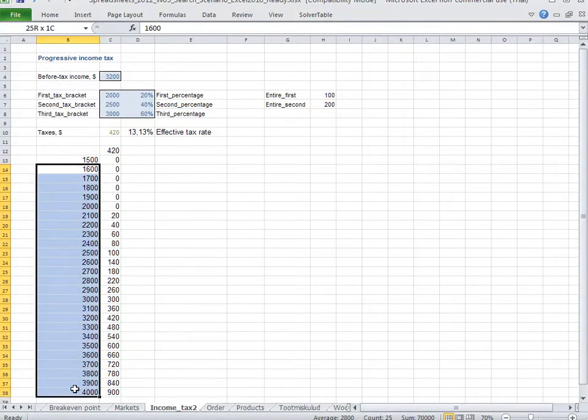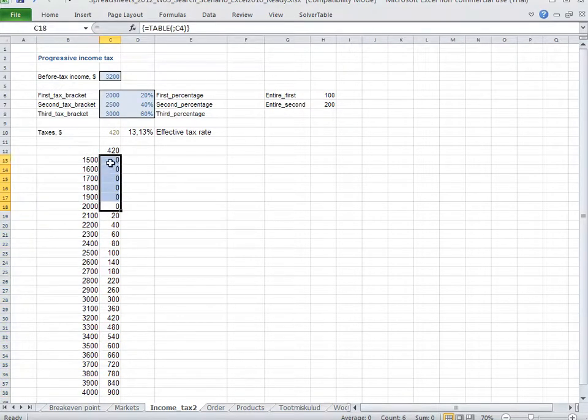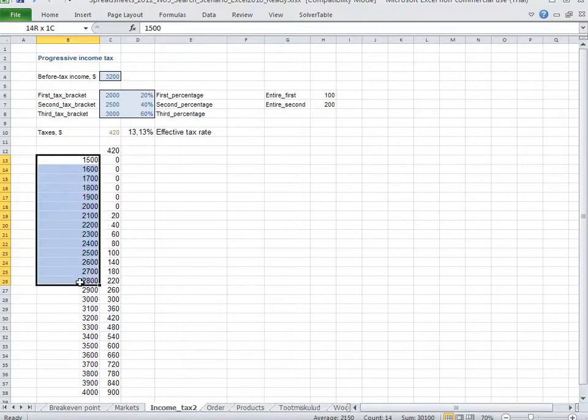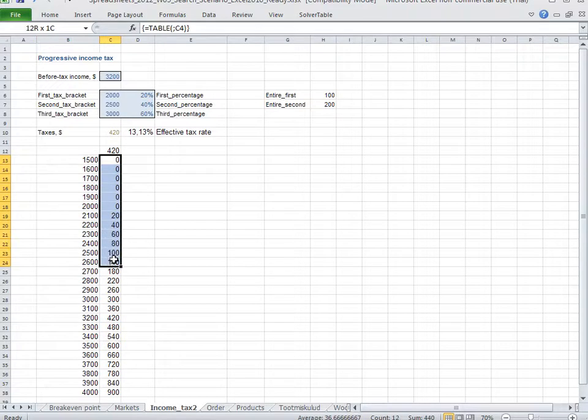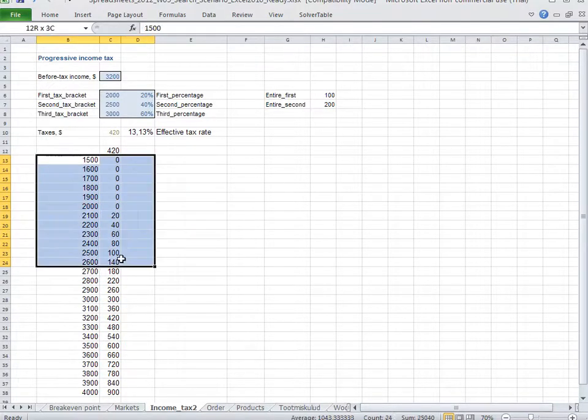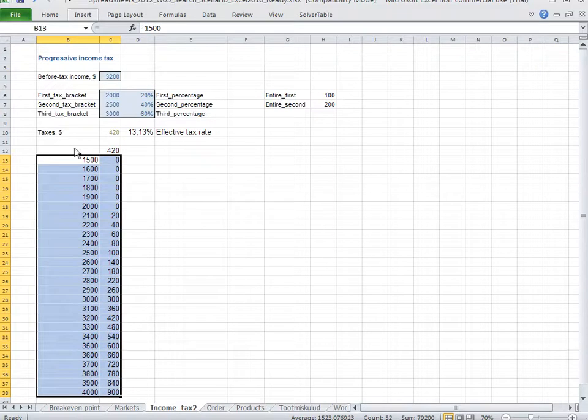Now, as we see, until 2,000 we pay no taxes. Then we pay a little and more. And now this is also going to be a scatter graph, because the x-axis contains the income values and the y-axis contains the sum we pay as taxes. And now we select them together, and we do an insert scatter graph.